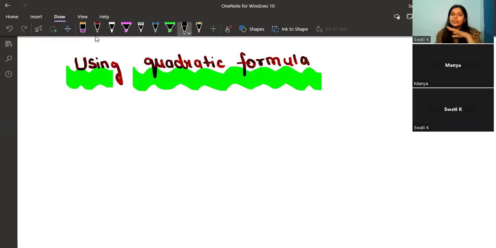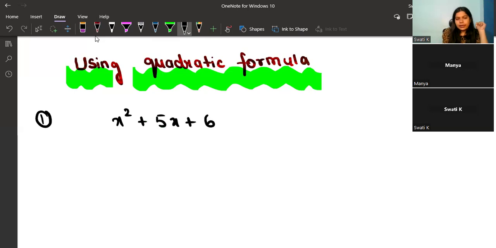Another thing, if nothing is mentioned, just "solve the quadratic equation" and nothing else, then what would you do? Your own choice, whatever you want to do. Okay. So how to solve using the quadratic formula? Let's take the same question, x squared plus 5x plus 6, and let's see how we can solve this.